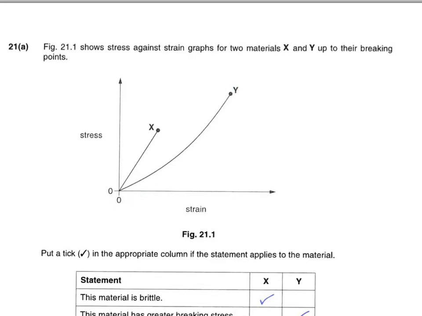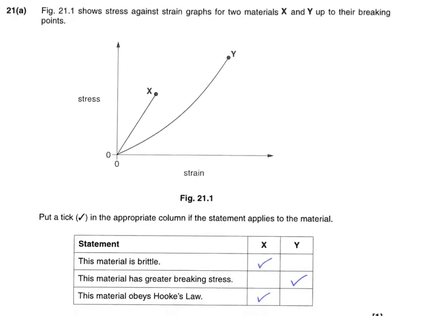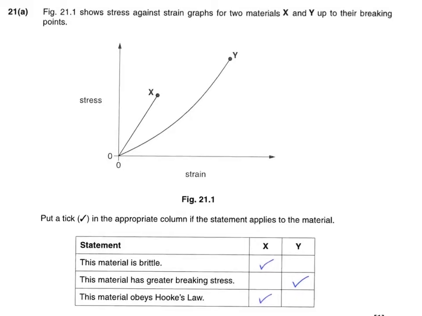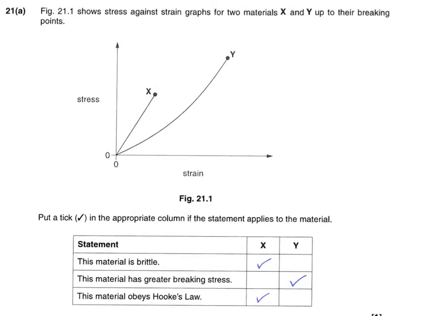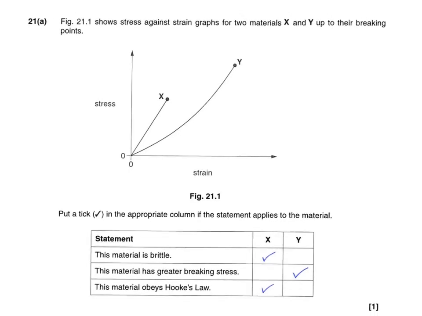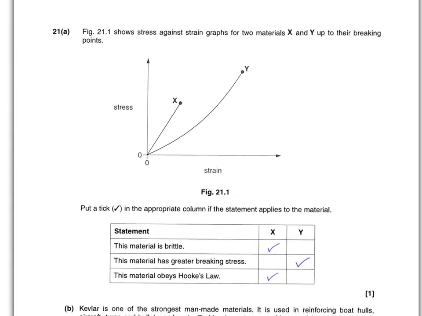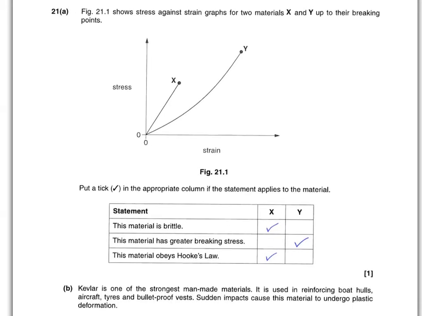And we're asked to pick out some information about those, to tick the appropriate column if the statement applies to the material. Do try and follow these instructions. If it says tick a column if it applies, just tick. There shouldn't be any crosses around, shouldn't be any Ys and Ns. Just try and do what it says. Make it nice and easy for the examiner to give you the mark. Just shrink this down so we can look at the graphs at the same time as the table.